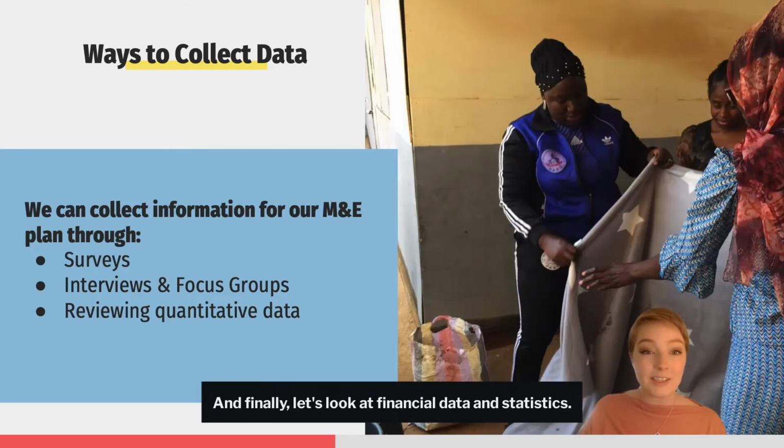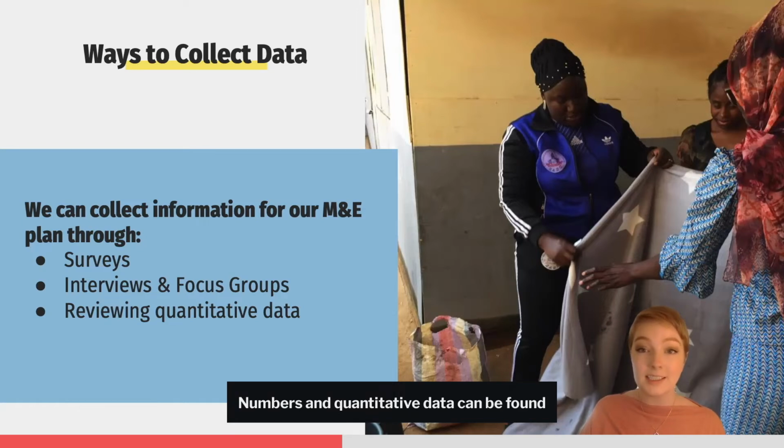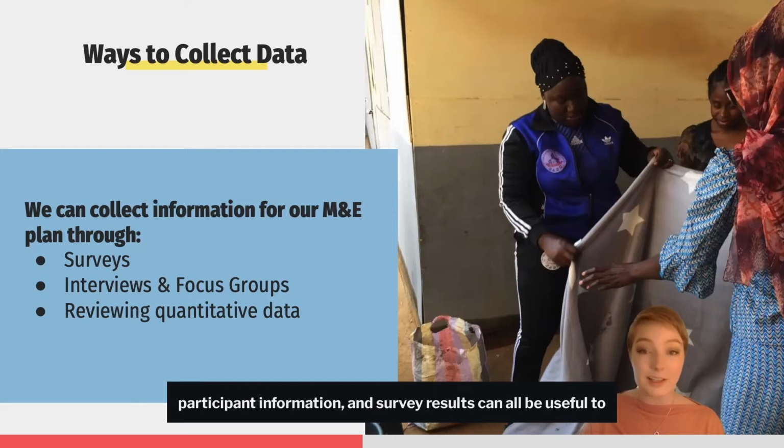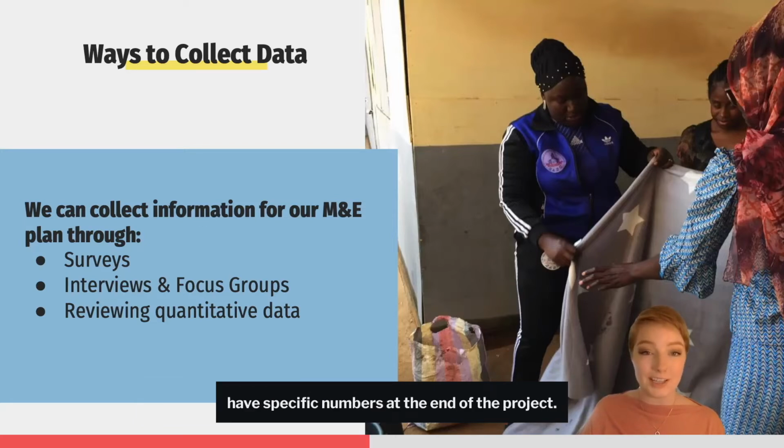And finally, let's look at financial data and statistics. Numbers and quantitative data can be found through surveys, looking at financial information, or keeping track of other quantifiable information through the project. Ensuring that you have documents for evaluating and monitoring finances, participant information, and survey results can all be useful to have specific numbers at the end of the project.